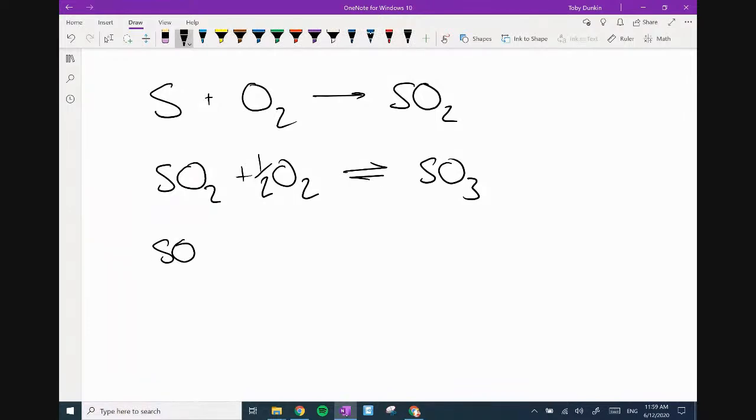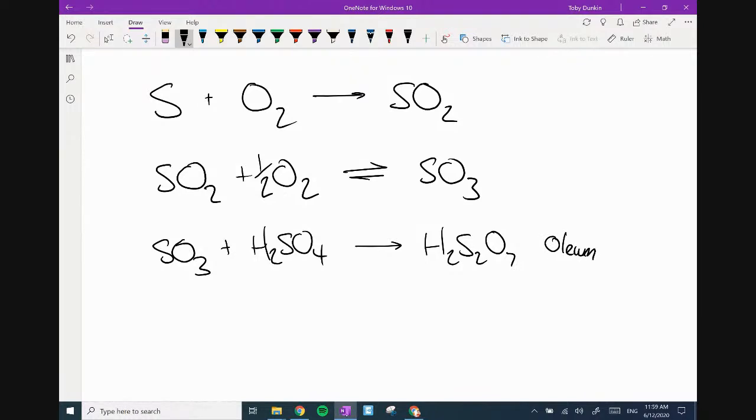Then we take the SO3 and we react that with sulfuric acid, which seems awfully bizarre, doesn't it? And what you form is what's called oleum, H2S2O7. This is called oleum. Scary stuff. Fuming sulfuric acids.